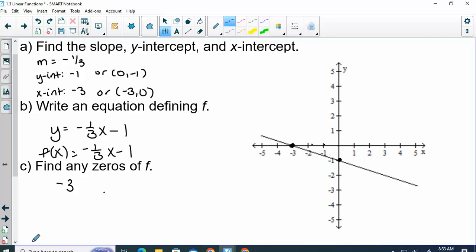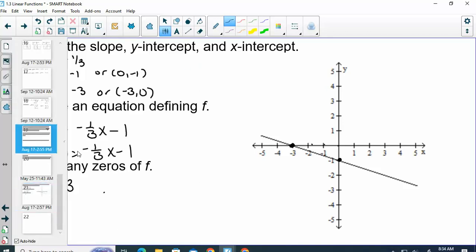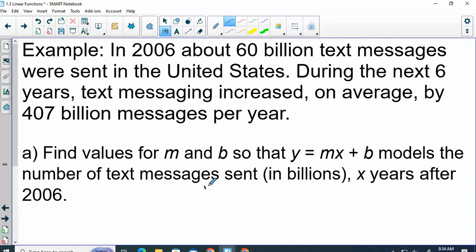Is that one okay? Almost done. I know I'm talking a lot today. Trade-off is I won't tomorrow, okay?